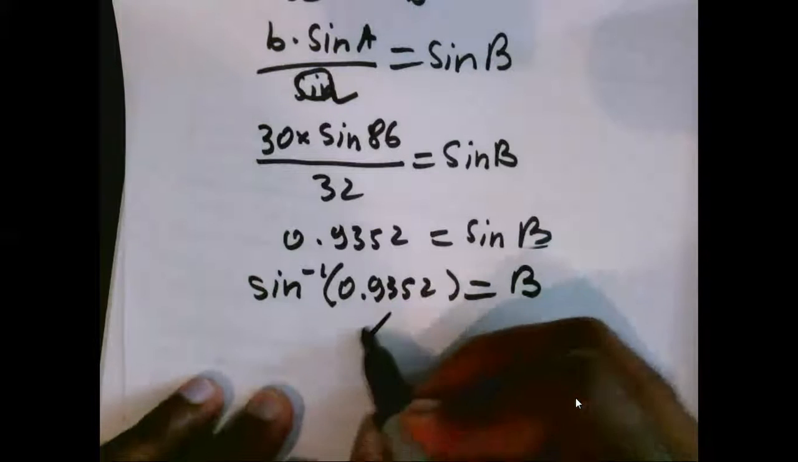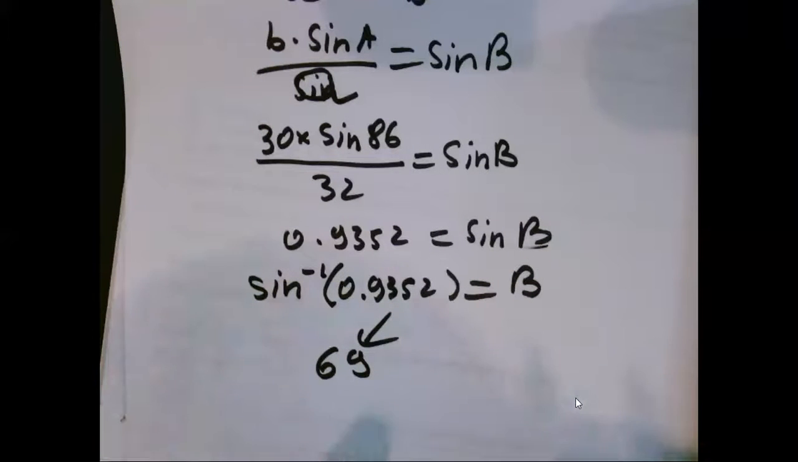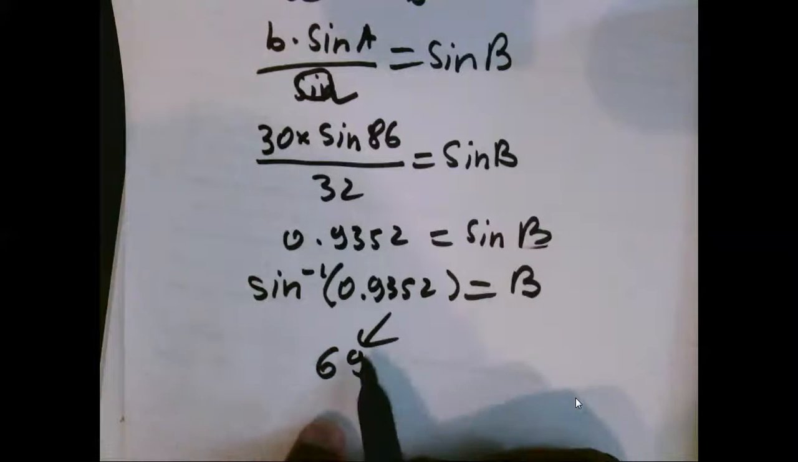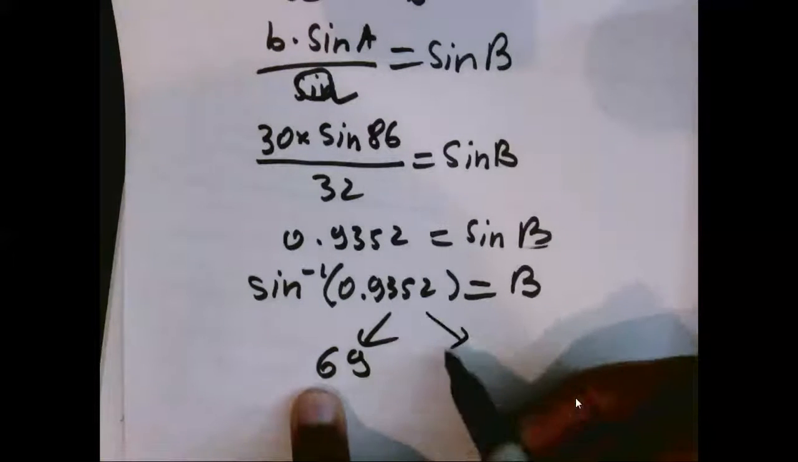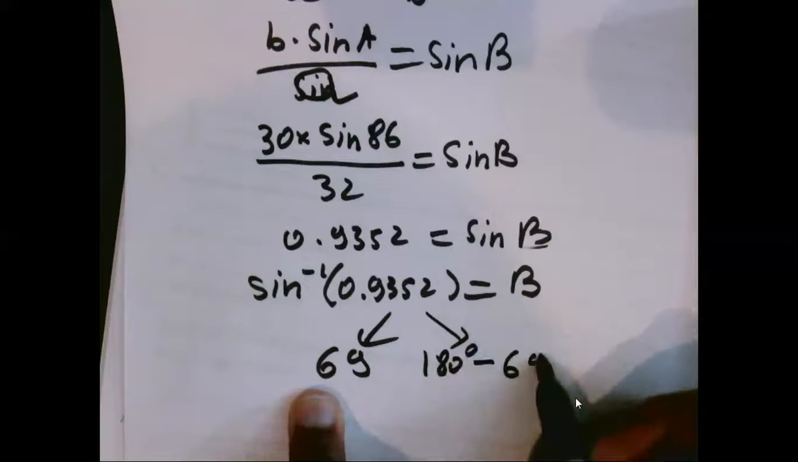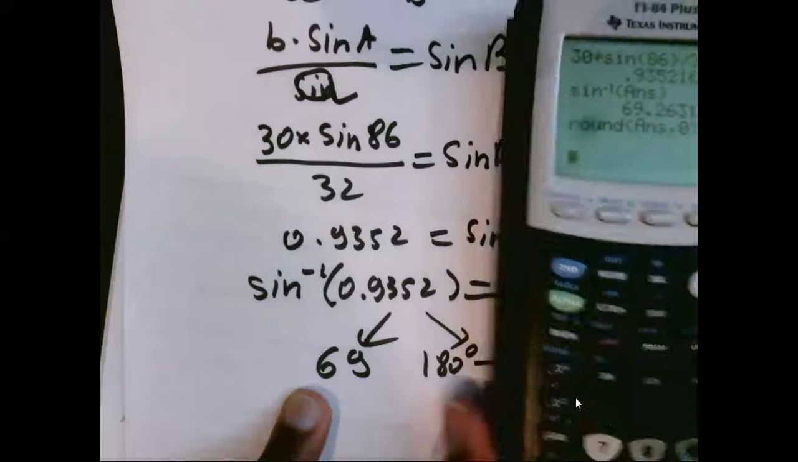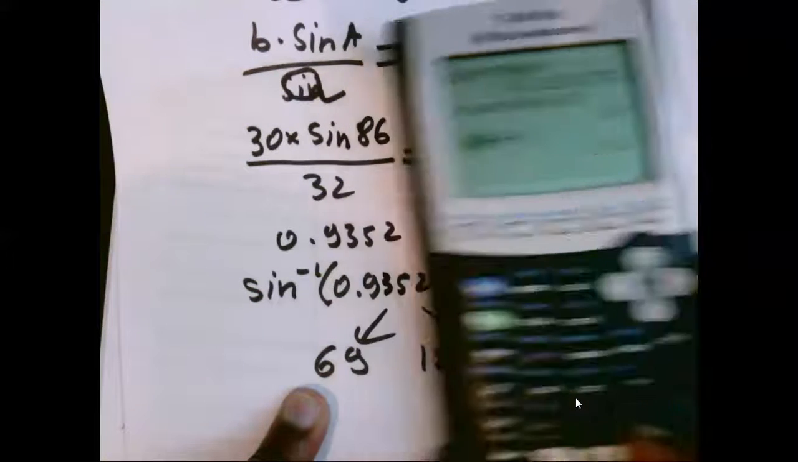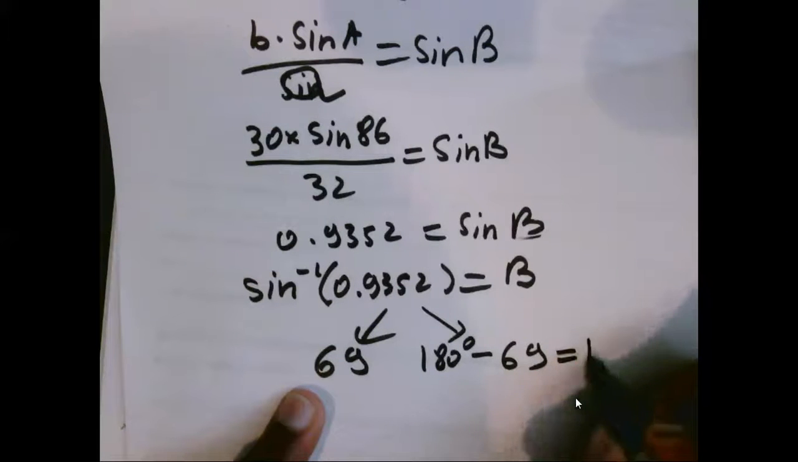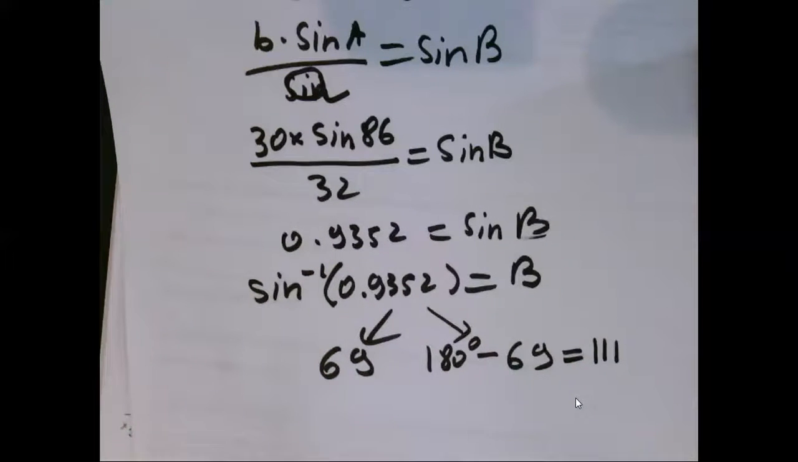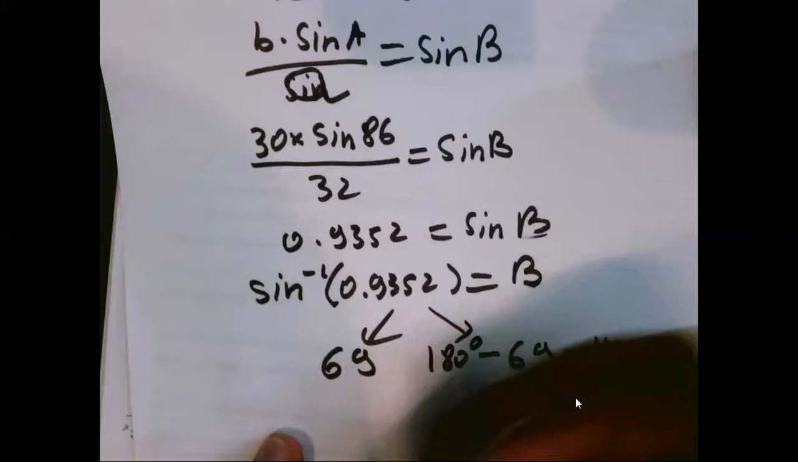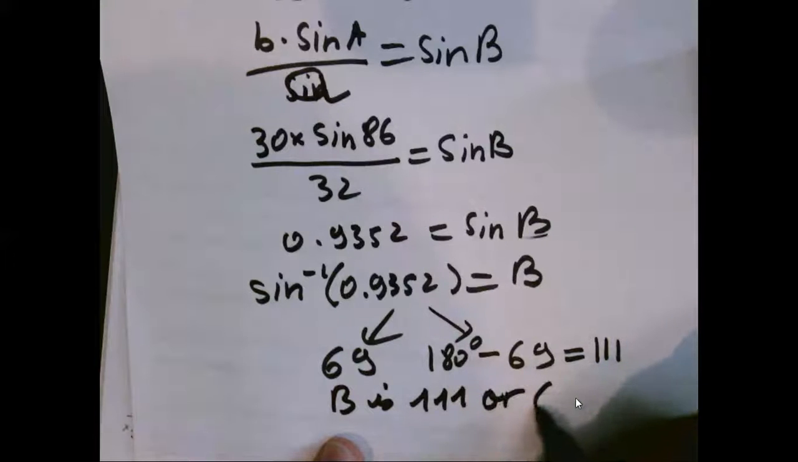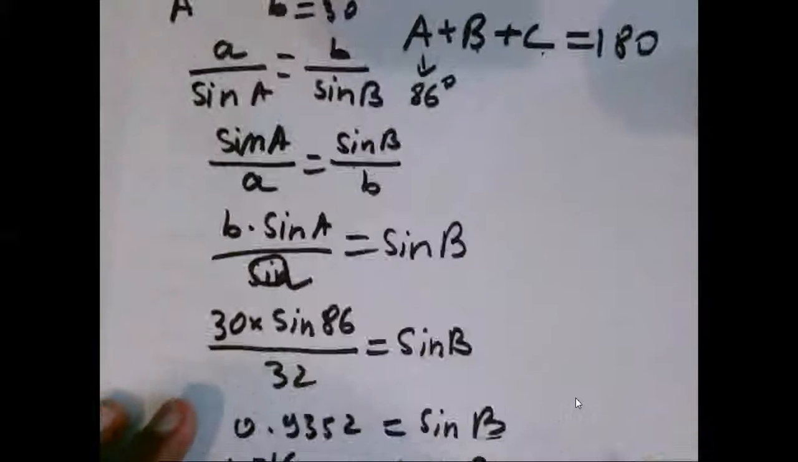But sine always gives you two answers, because the sines of two supplementary angles are the same. So sine of 69 is the same as sine of 180 degrees minus 69. So I do 180 minus 69 and I get 111. So there are two possibilities: B is either 111 or 69 degrees.